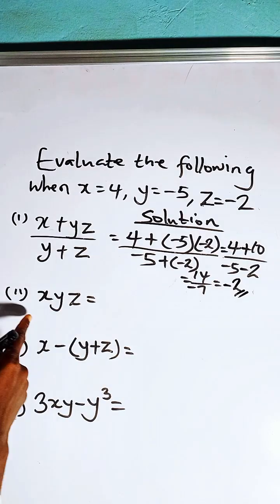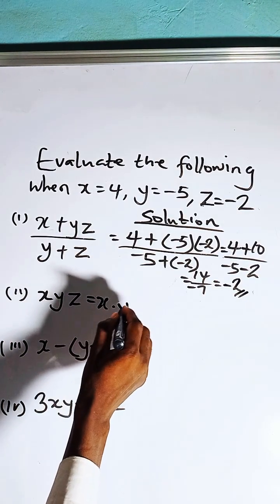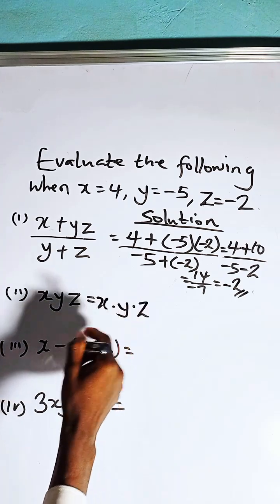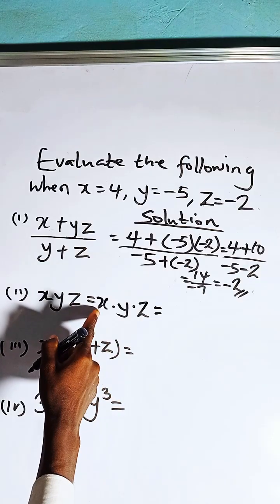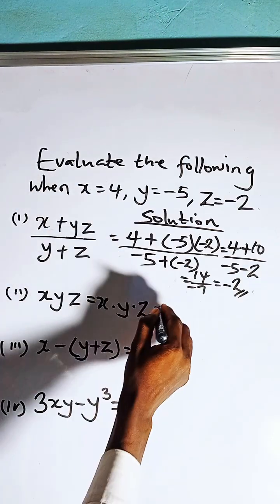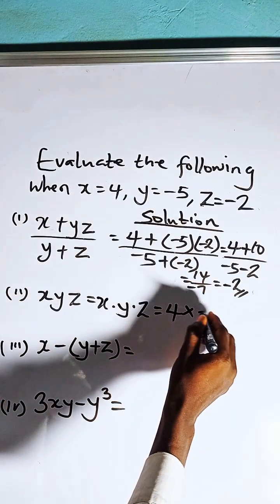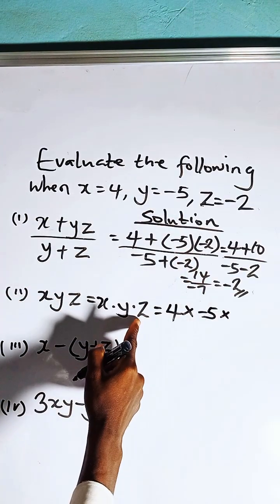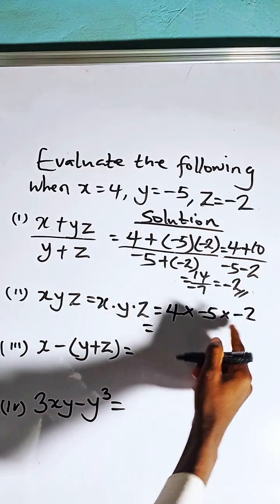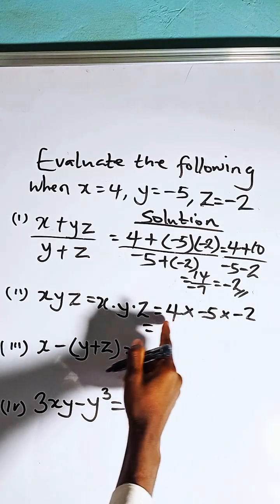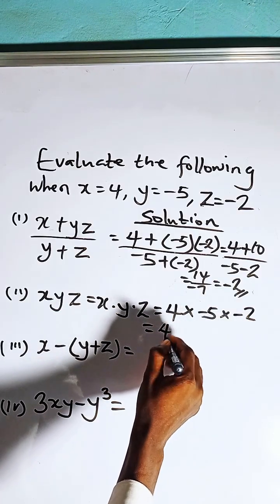For the second expression, we have xyz, which means x times y times z. What do we do from here? For x, we have 4, so we write it back, 4 times, for y, we have -5, times, for z, we have -2. When we multiply all these together, minus times minus is plus. 4 times 5 is 20, and 20 times 2 is 40.